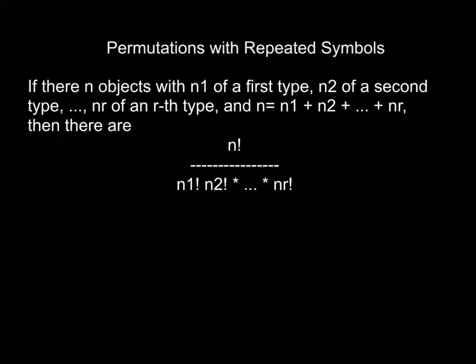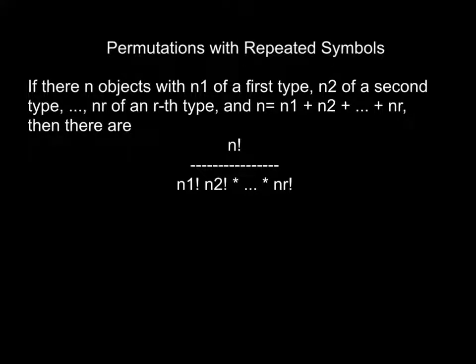There is a general formula for permutations with repeated symbols. If there are n objects with n1 of a first type, n2 of a second type, etc., on down to nr of an rth type, and n is equal to n1 plus n2 all the way to nr, then there are n factorial divided by n1 factorial times n2 factorial times all the way down to nr factorial.